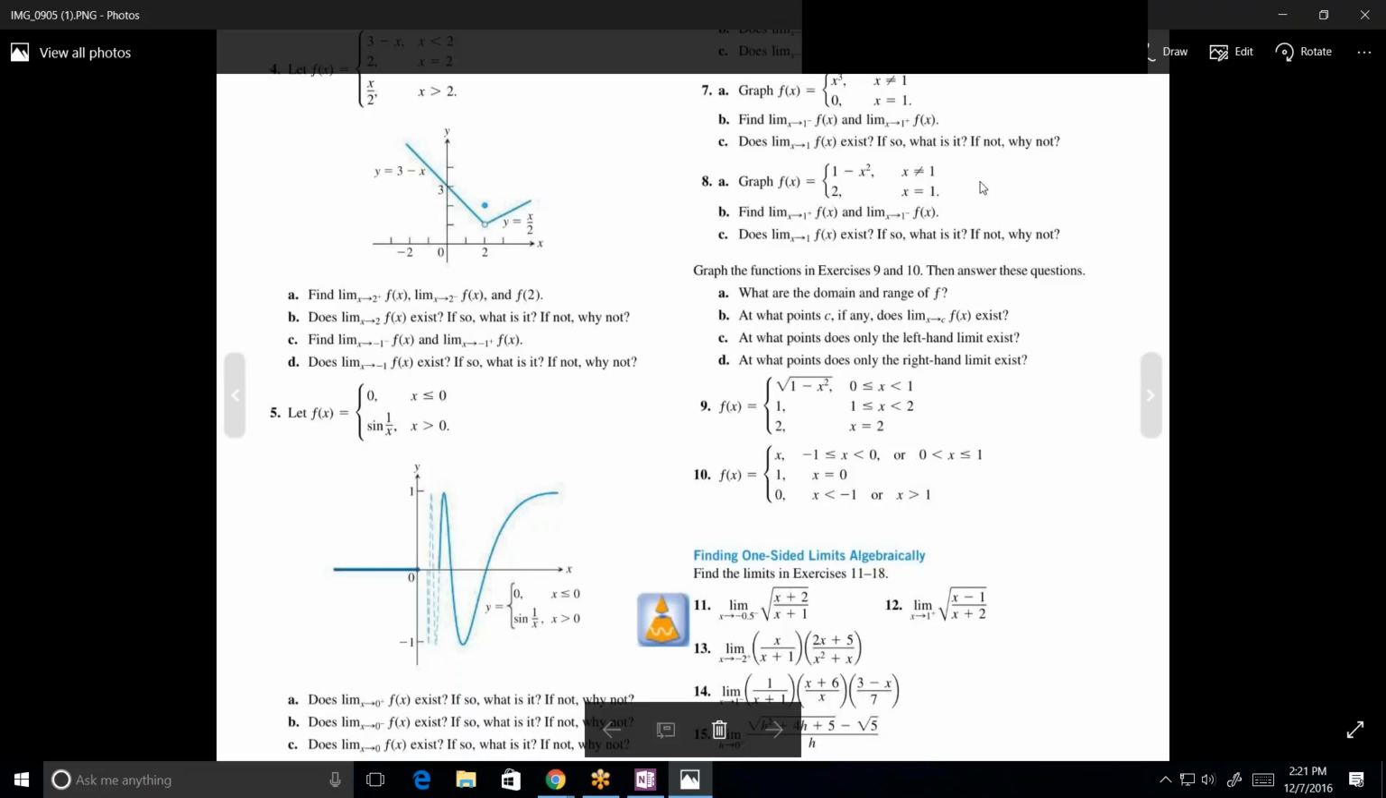So in number 8, I presume, oh no, I see. They're asking about 9 and 10. So what are the domain and range of f in 9 and 10? The domain is going to be the most limiting part of it, if you know what I mean. Okay, so for 9, what's our domain going to be?